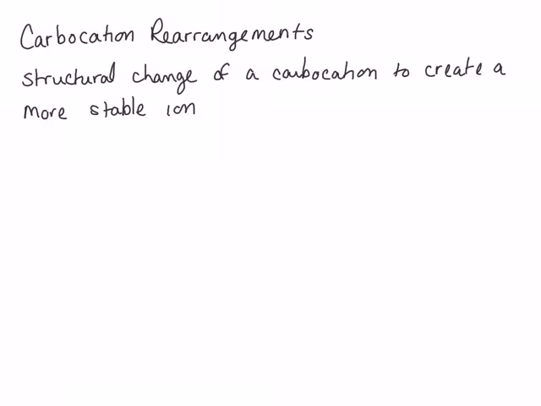The topic of this lecture will be carbocation rearrangements. A carbocation rearrangement is a structural change of a carbocation to create a more stable ion. Remember that, because the carbocation is electron deficient, a more substituted carbocation is a more stable carbocation. Typically, we see one of two types of rearrangements occur in carbocations.